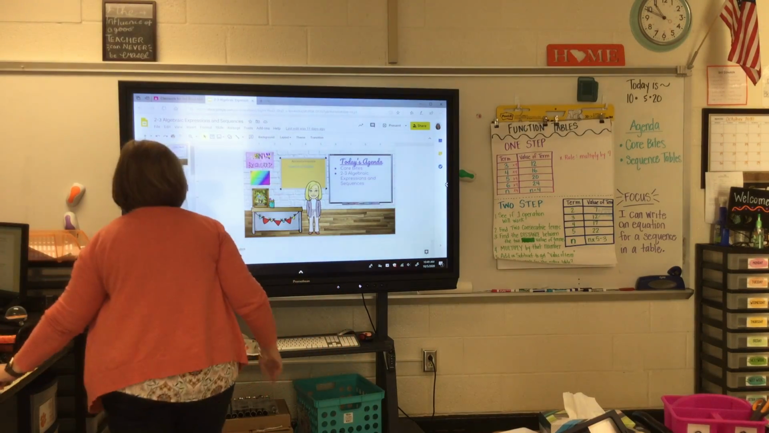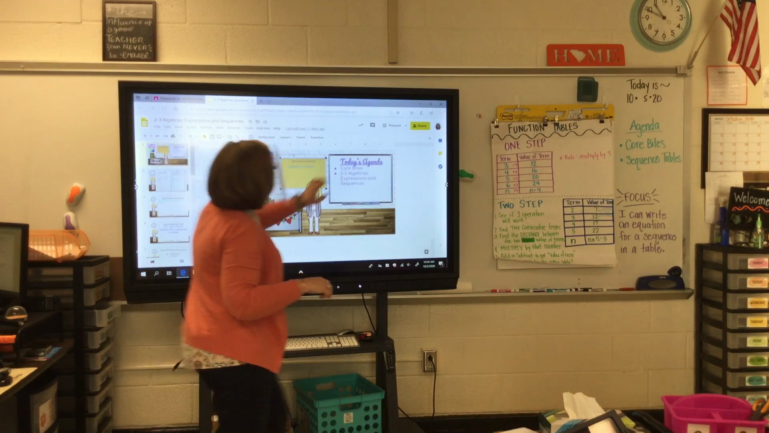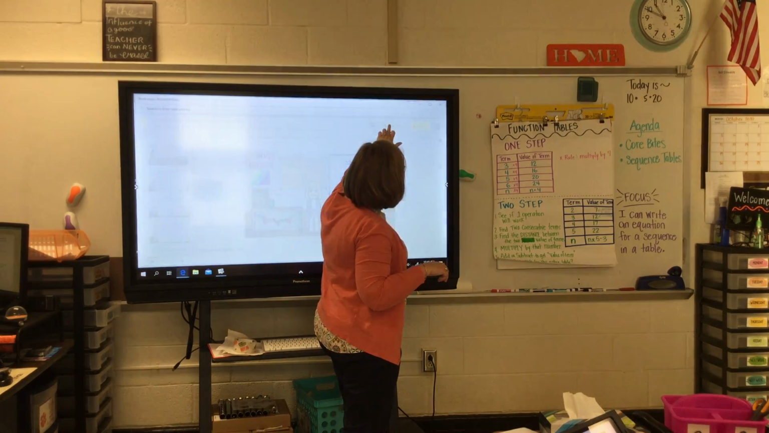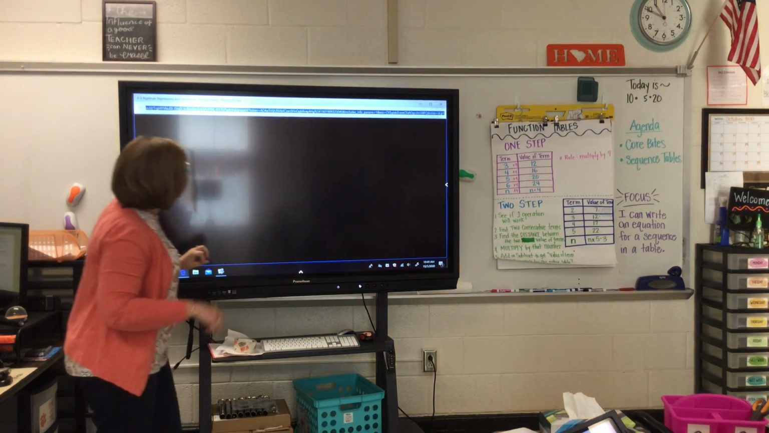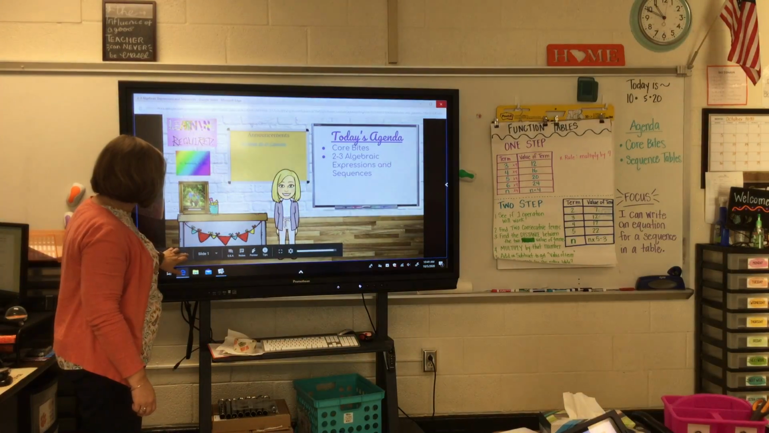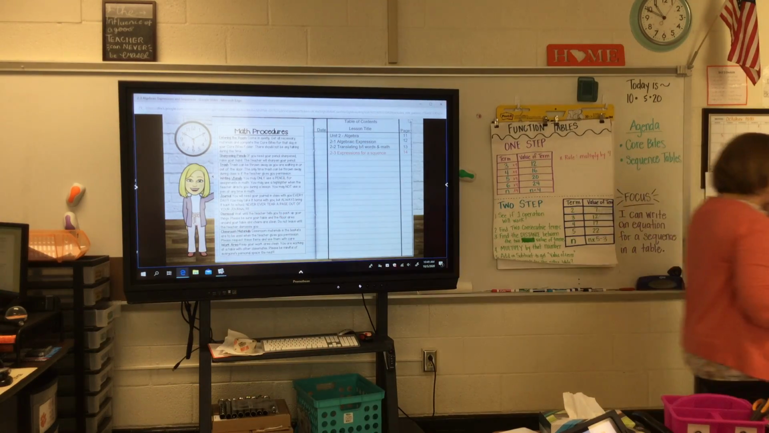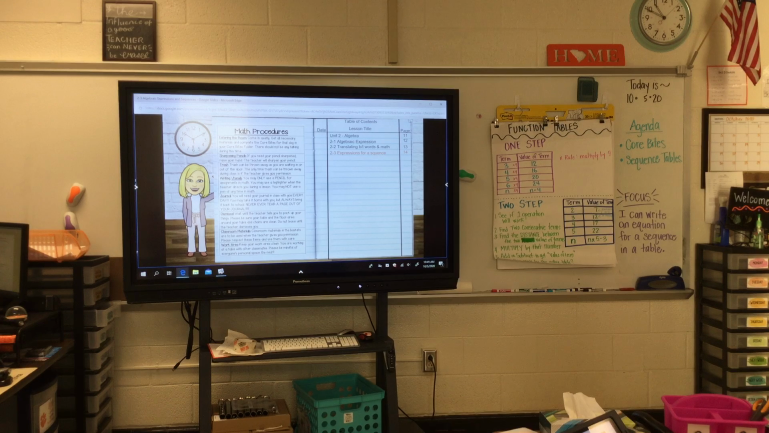Right, in your table of contents, I want you to add 2-3 expressions for a sequence. So what we're going to do today is write an expression for a sequence in a table.